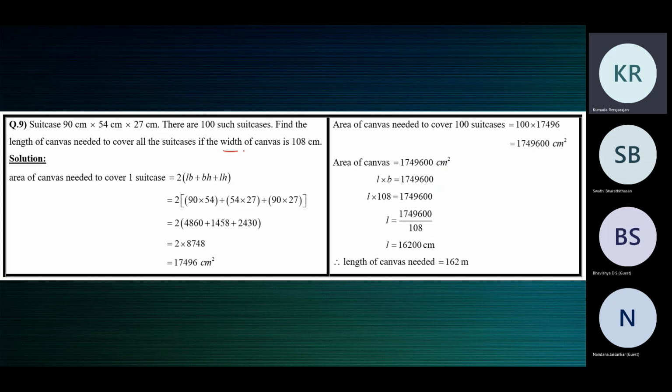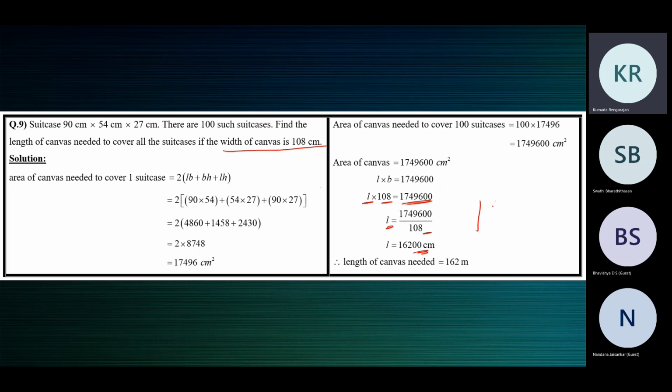See here, the width of the canvas is 108 centimeters is given. The breadth of the canvas is given. So length we don't know, into 108 is equal to 17,49,600. So L is equal to 17,49,600 divided by 108, which is 16,200 centimeters. So when you divide this by 100, you can convert that to meters. So the length of the canvas needed is equal to 162 meters.